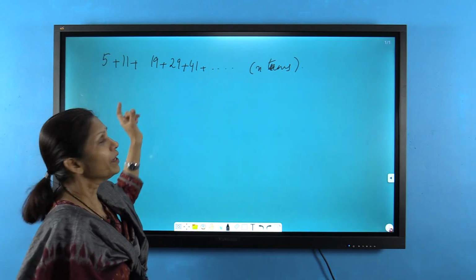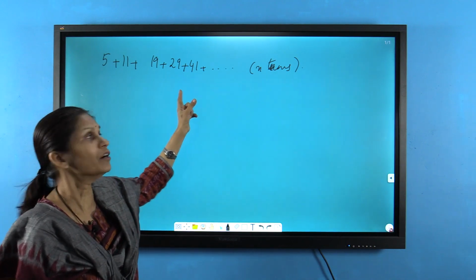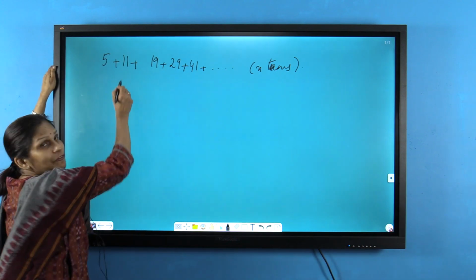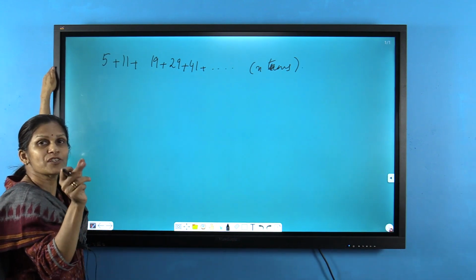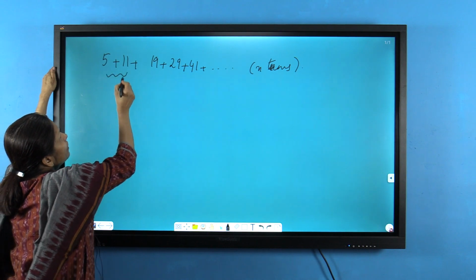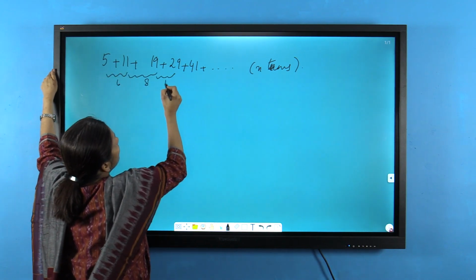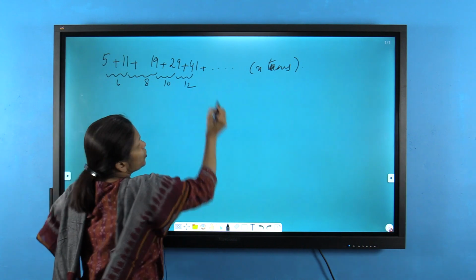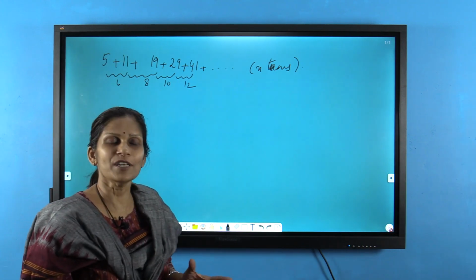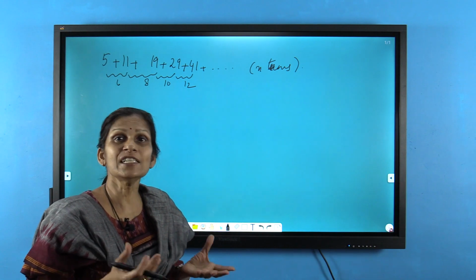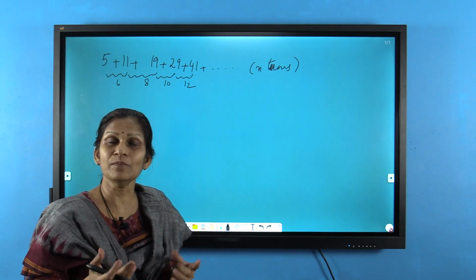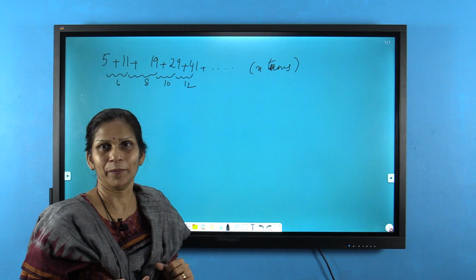Okay. So, what is it that you observe here? The difference between consecutive terms, what is that? Here 6, here 8, here 10, here 12. So, what you observe is that the difference between consecutive terms forms an AP.